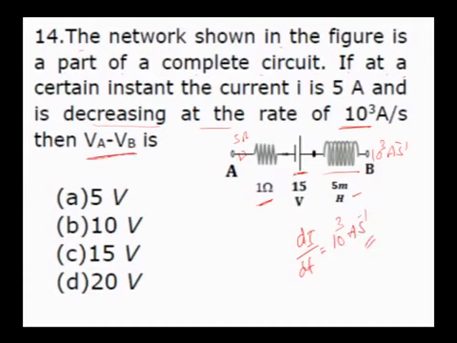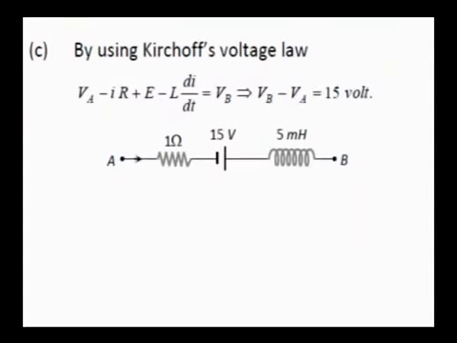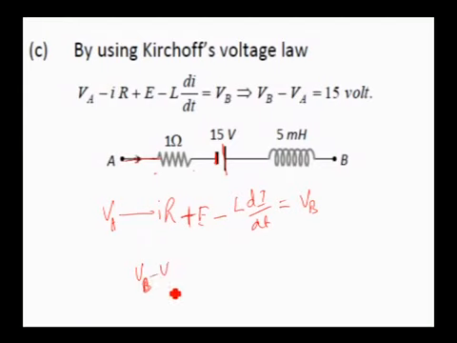Then what is VA minus VB? For this, we are applying Kirchhoff's laws. This is VA, the potential at A, minus IR, because along the direction of current the potential difference will be minus. Then plus E, because you are going from the negative terminal to the positive terminal of the battery, minus the induced EMF in the coil, L into di by dt. That is equal to the potential at B. You want VB minus VA, then shift A to the right hand side. This is VB minus VA equals minus IR plus E minus L into di by dt.